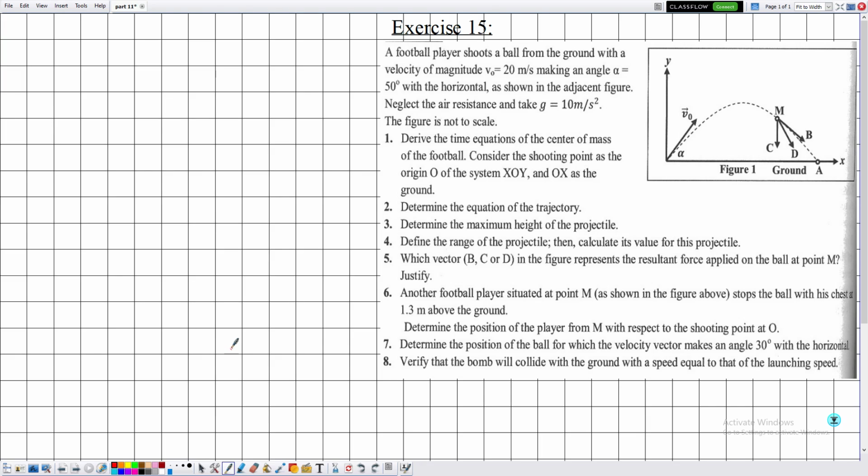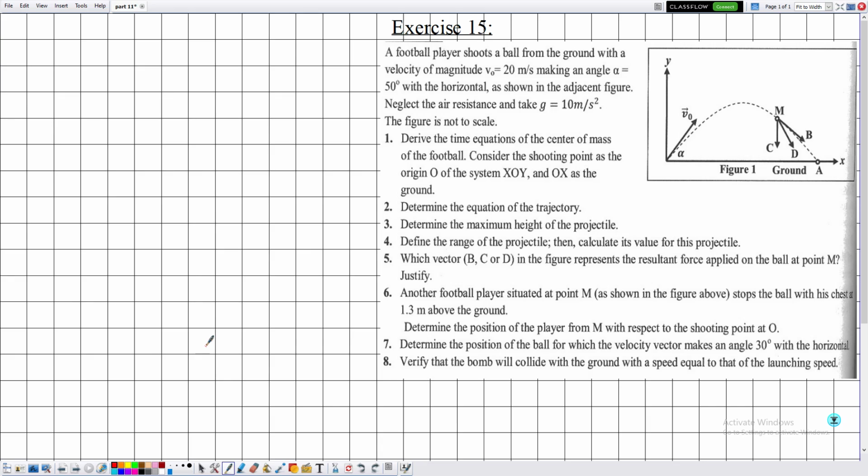So we have reached part 11 of chapter 7, which is the chapter of Newton's second law for grade 11 students. In this one we are going to solve exercise number 15. They are telling me a football player shoots a ball from the ground with a velocity of magnitude v0 equal to 20 meters per second.